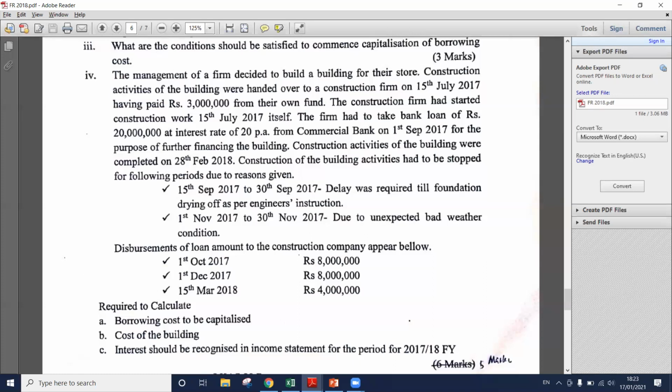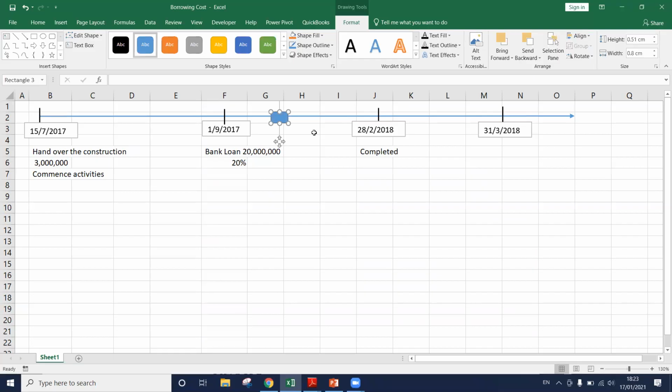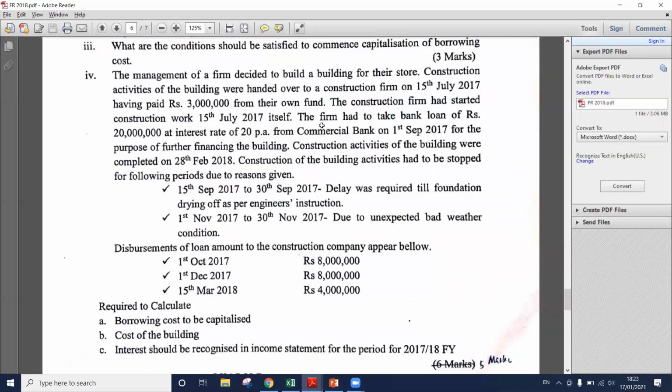1st September, sorry, 15 days. මෙන්න මේ වගේ දවස් ටිකක් අපි වැඩ නවත්තනවා. Right? In order to dry. So we are allowing certain time to dry the foundation. The construction firm allowing some time to dry the foundation. And from 1st of November to 30th November for another 1 month, we hold the construction work, right? Due to bad weather condition.